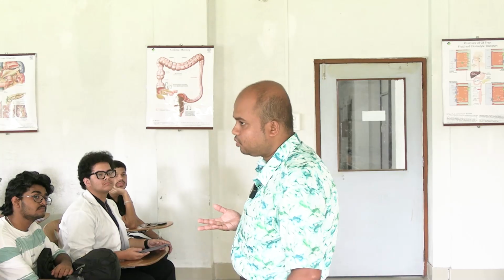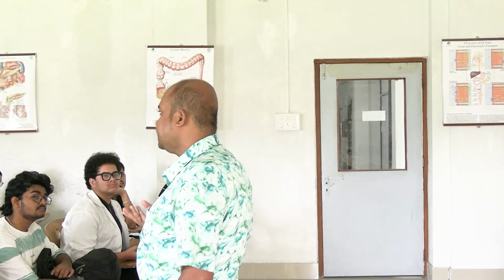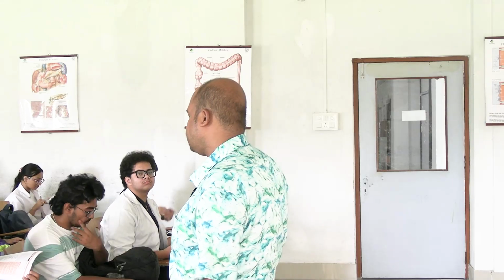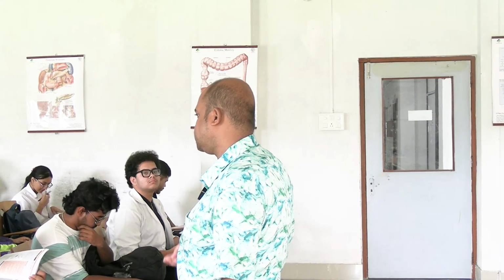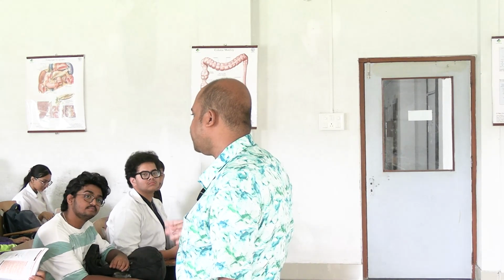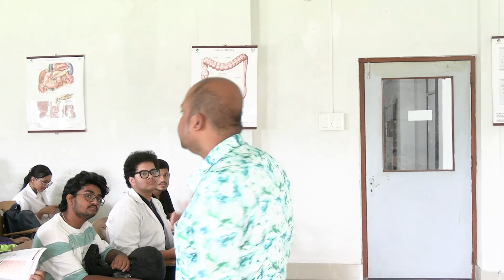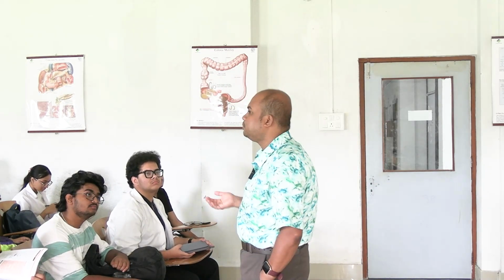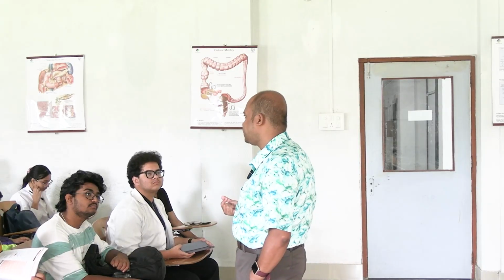Differential leukocyte count, estimation of hemoglobin, estimation of blood groups, and bleeding time. Separate topics: blood grouping, determination of blood groups, not estimation. The word should be determination of blood groups, estimation of bleeding time, and clotting time.